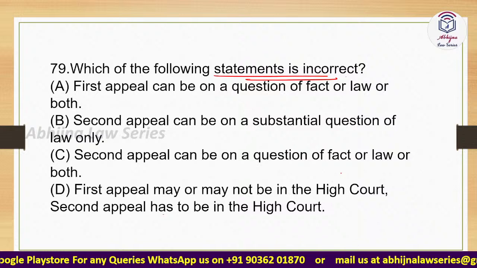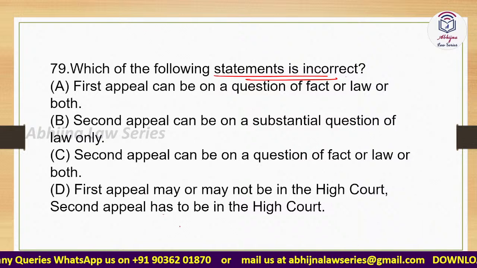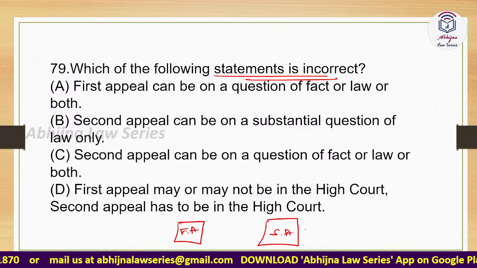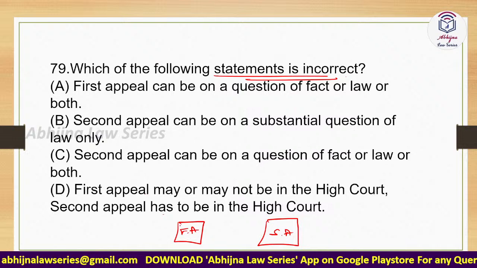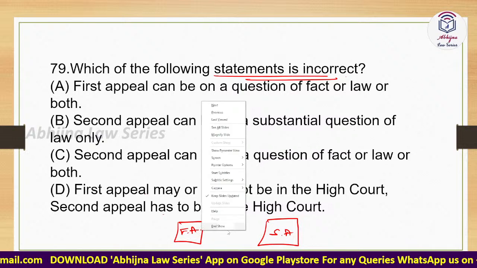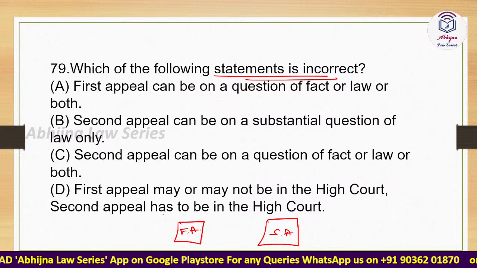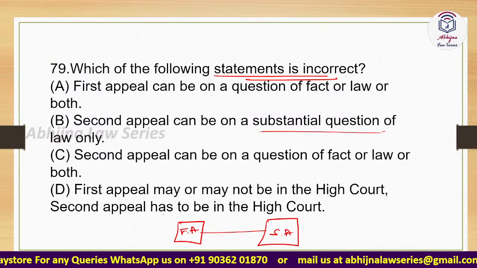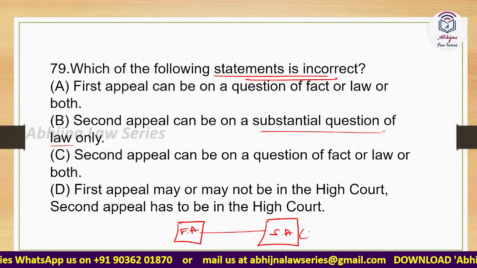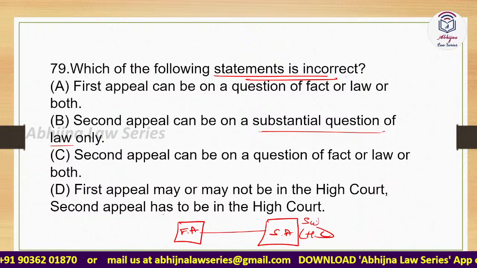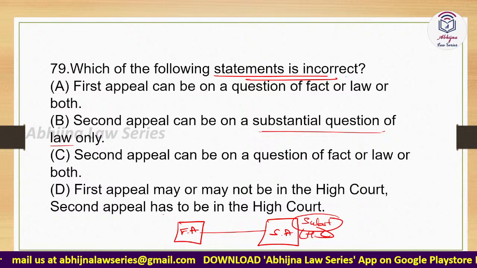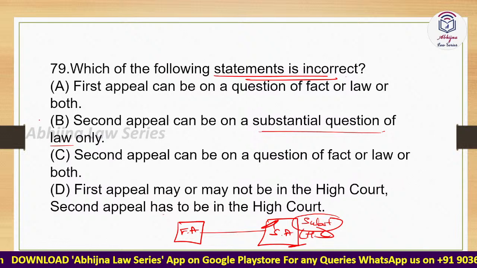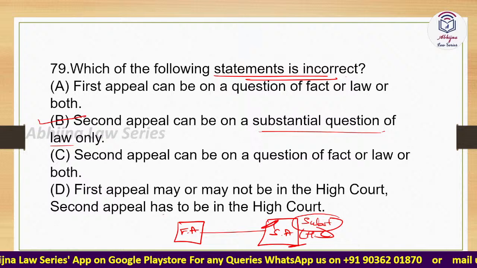So here, see, first appeal is there, second appeal is there. First appeal can be filed in any case, but when a second appeal has to be filed, there has to be only a substantial question of law. Okay, it cannot be on fact. Second appeal can be filed only in the High Court, and only when there is a substantial question of law involved, in that case it will be there. So these 2 are the essential conditions which have to be met. So that's why this is the correct statement.